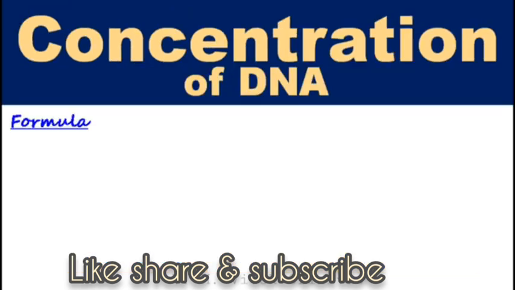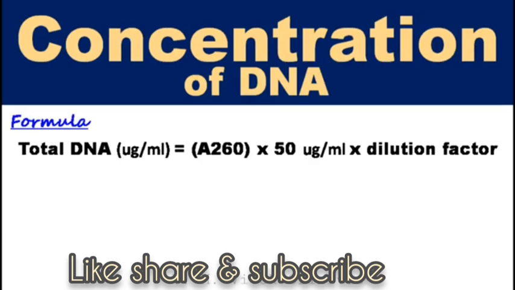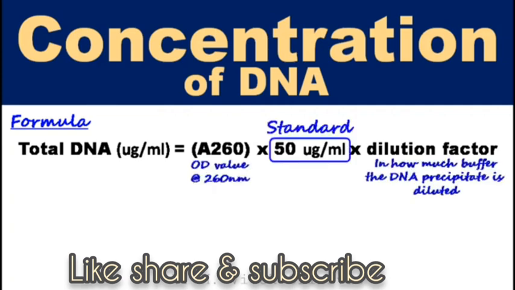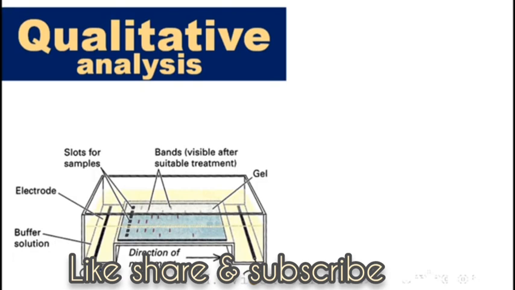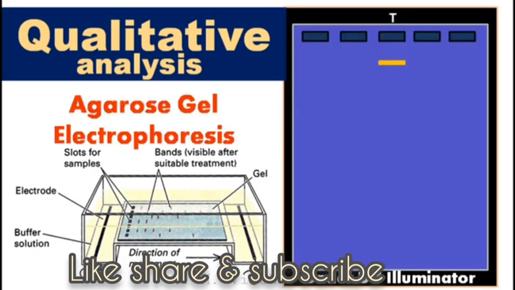Quantitation of the DNA. Use the following formula to determine the concentration of DNA. Total DNA is equal to OD value at 260 nanometer times 50 times dilution factor. 50 is a standard for double-stranded DNA, which is shown below. For qualitative analysis, run the DNA sample through the agarose gel electrophoresis to visualize the DNA bands. With this we are coming to the end of DNA isolation using phenol-chloroform method. In next video presentation we will discuss the RNA isolation.